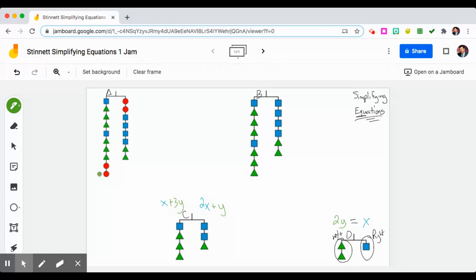And what am I missing here in the middle? I need my equal sign. There it is, okay? So x plus 3y represents the left side of the hanger, equals 2x plus y, and that represents the right side of the hanger, all right?